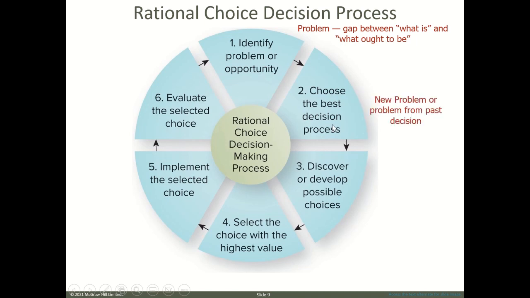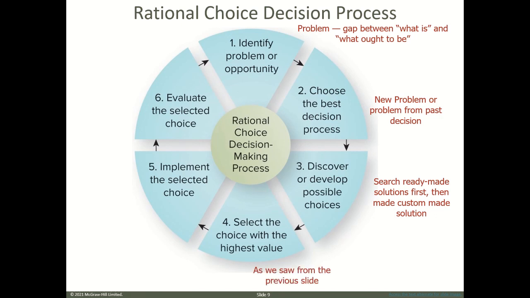Second is to choose the best decision process. Sometimes there are new problems, and problems may come from past decisions. The third is to discover or develop possible choices. Search for ready-made solutions first. If the ready-made solution is not going to work, then make a custom-made solution. Discover or develop means you are going to create the possible choices. Now we have the fourth point: select the choice with the highest value. As we saw on the previous slide, supplier A has the highest value and is to be selected for getting supply, from the probability theory.